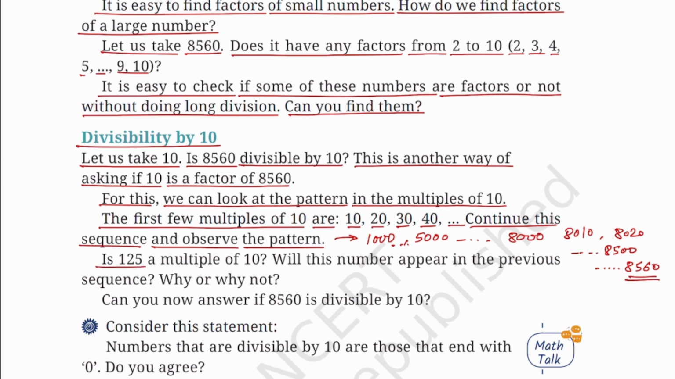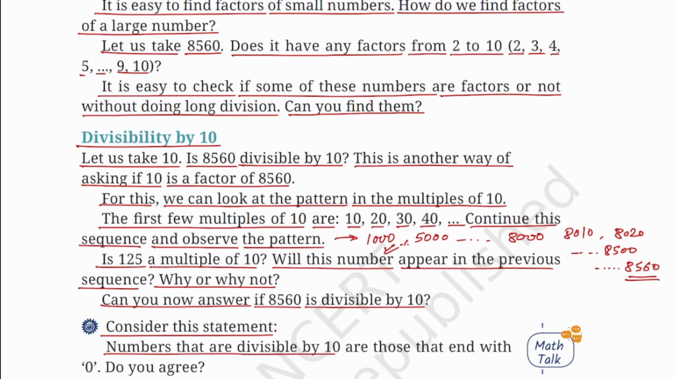Is 125 a multiple of 10? Will this number appear in the previous sequence? Why or why not? You can observe that any number that is a multiple of 10 has 0 at its units place. Can you now answer if 8560 is divisible by 10? Consider this statement. Numbers that are divisible by 10 are those that end with 0. Do you agree?